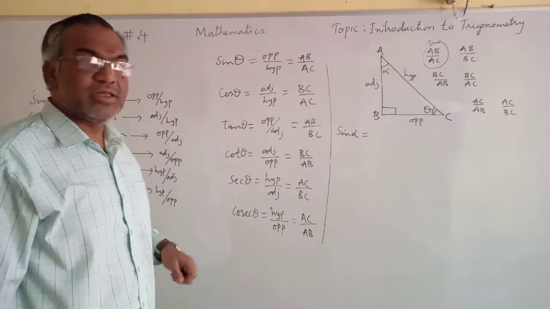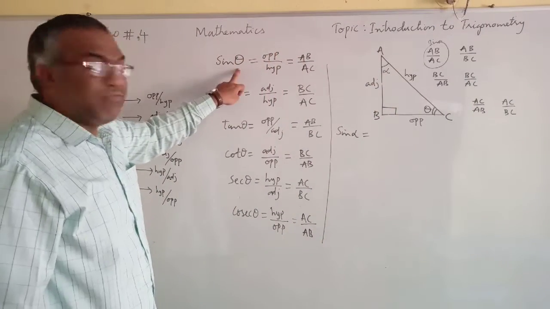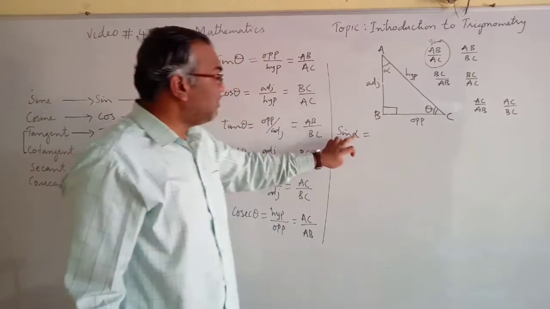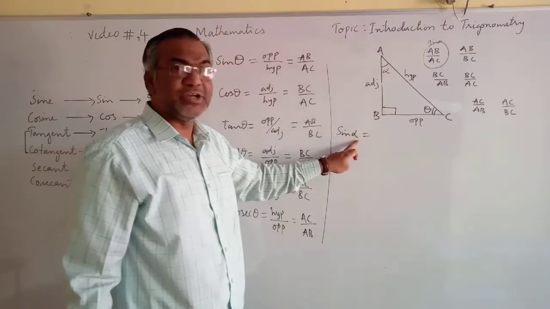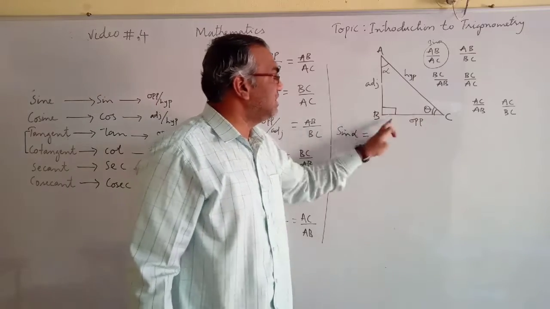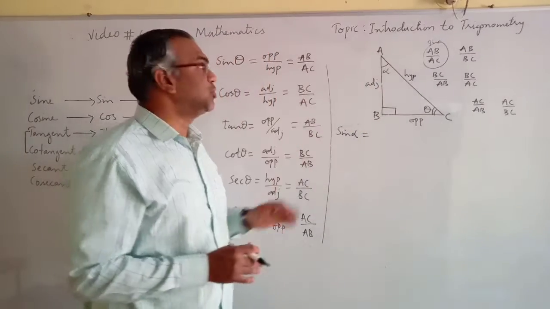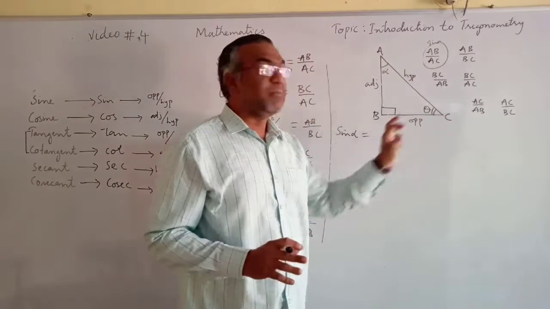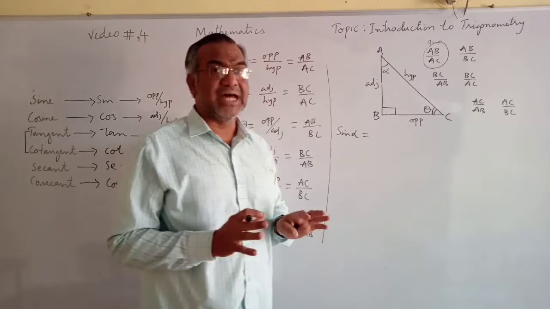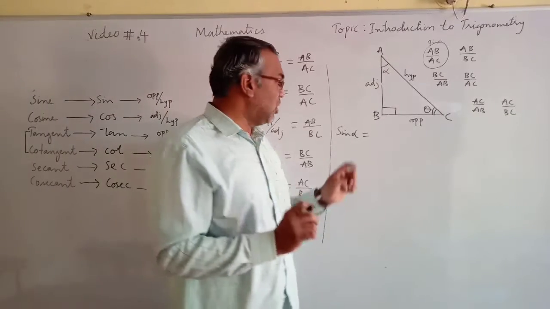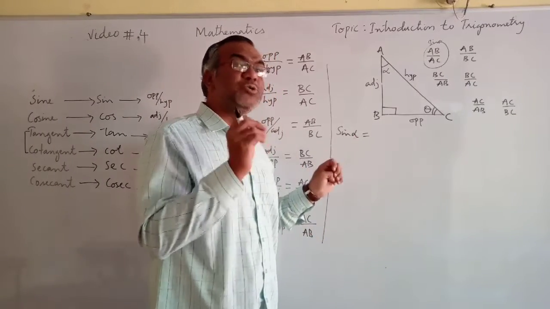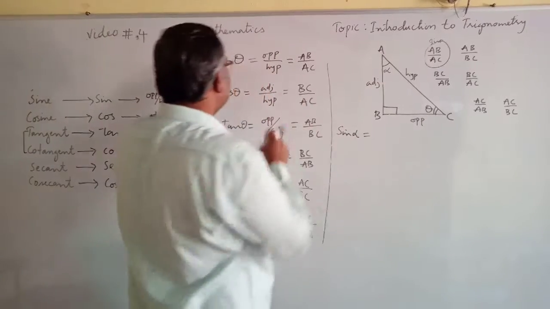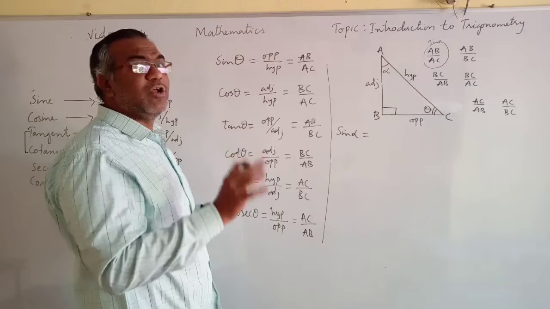See the difference? When we took theta, this was opposite and this was adjacent. Now we are taking alpha with the trigonometric ratio, so this is the opposite side and this is adjacent. That is why I told you hypotenuse is always fixed, opposite to 90 degrees, but opposite and adjacent sides are not fixed. They depend on the angle used with the trigonometric ratio. Now sine alpha: the definition will be the same. Definition will not change.